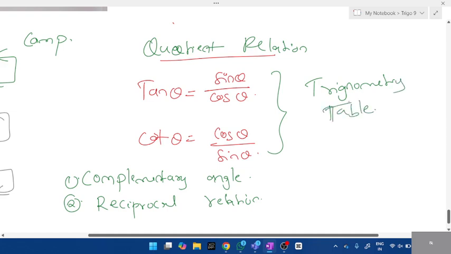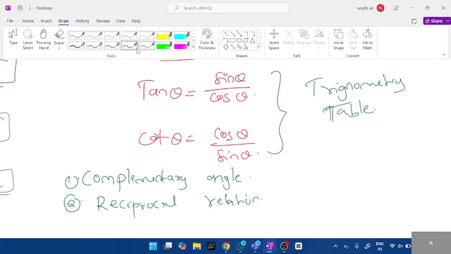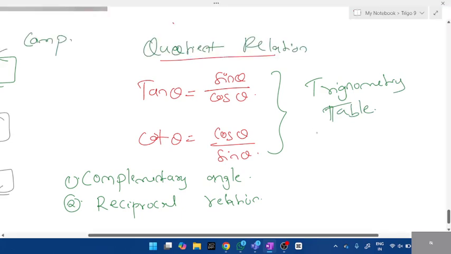In the trigonometry table, can you tell me what values are present? For what degrees are values present? 0 degree, 30 degree, 60 and 90. Trigonometry table. So all the formulas: complementary angle, reciprocal relation, trigonometry table.